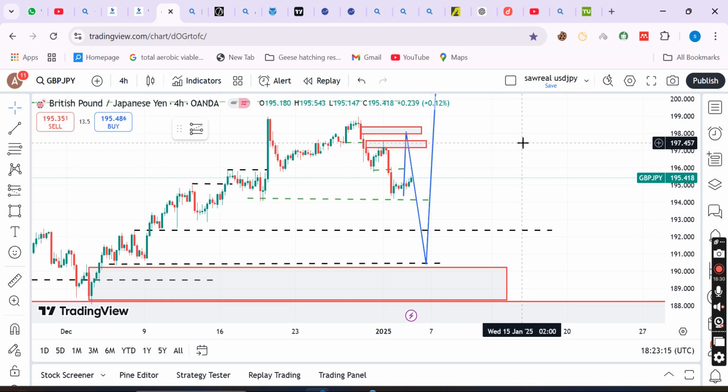I also did a similar analysis on EURCAD. So those are the two pairs that personally I'm looking out for this week.